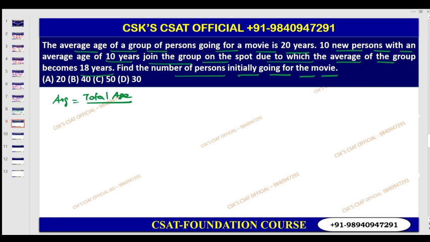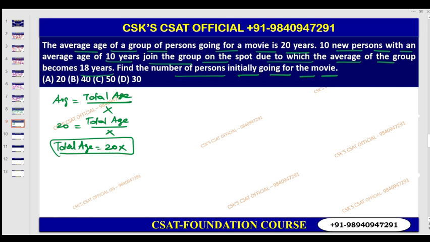The average age of a group of persons going for a movie here is 20 years. Here you do not know how many people there are. Right? Here also a lot of methods are there. I will tell you 2 methods here. So let us take this many people as x. Here the average becomes 20. Right? So you can cross multiply. So therefore the total age initially is nothing but 20 into x.